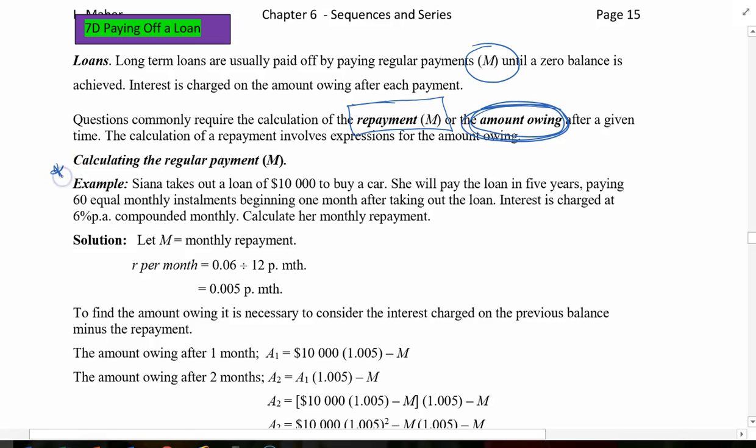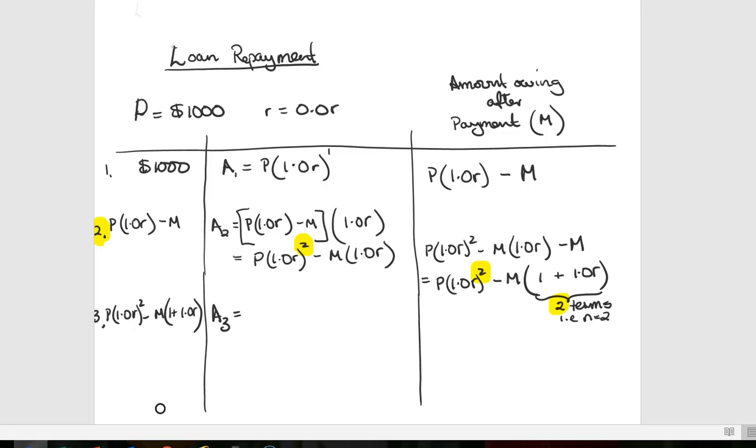Just before I get started with this example, I'm going to go to a document that I wrote out a little bit of an example. So if we had a loan of $1,000 and we were paying it back at some rate as a decimal 0.0R, and you can see I've set up a table now with 3 columns. This here is really, I guess, amount owing. At the beginning, this is amount plus interest. And then this is the amount owing after we've made a payment of M.